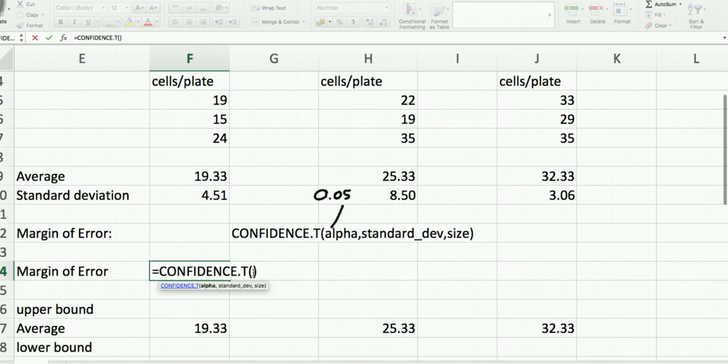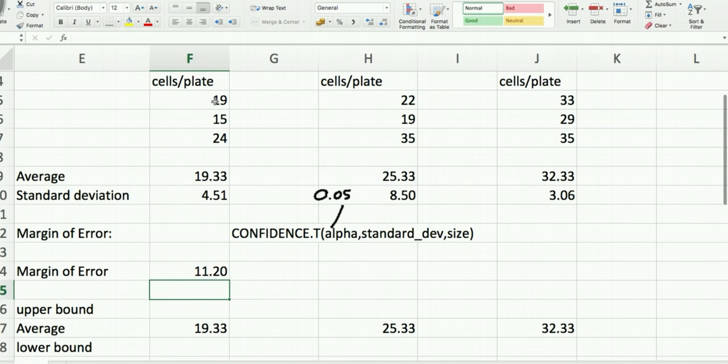So what we need to do now is just put in our alpha, and we said that is 0.05. We need our standard deviation, so this one here, and we need the sample size. And we have 3 samples here, basically 3 plates that we use, so 3. And this now calculates our margin of error. So our margin of error is 11.2.